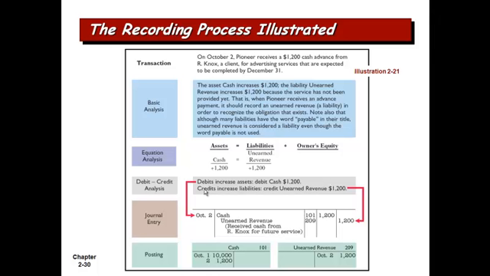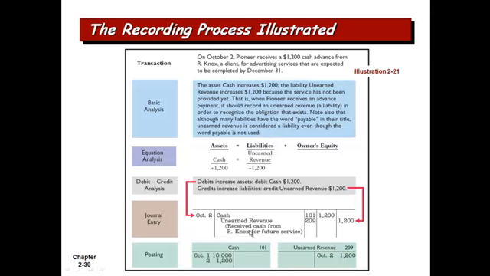October 2nd, Pioneer receives a $1,200 cash advance from a client for advertising services that are expected to be completed in December. So they're receiving a prepayment of money, and they're not performing the service until December. So remember that word, unearned revenue. We are going to debit cash for $1,200. We're receiving cash. That's an asset, but we're going to credit unearned revenue, which is a liability.